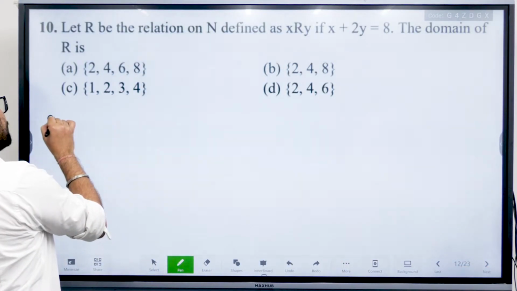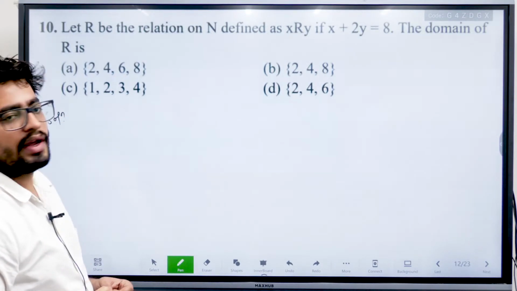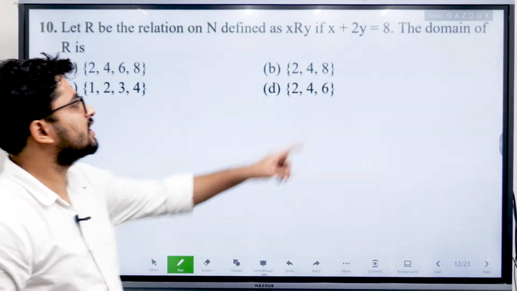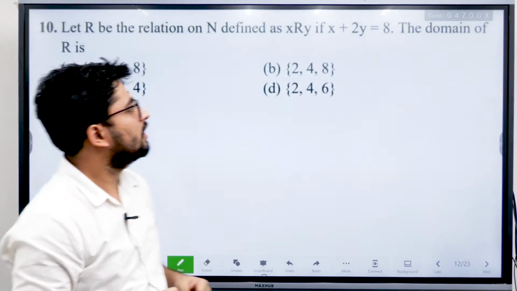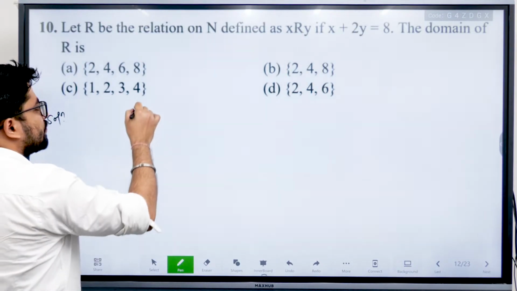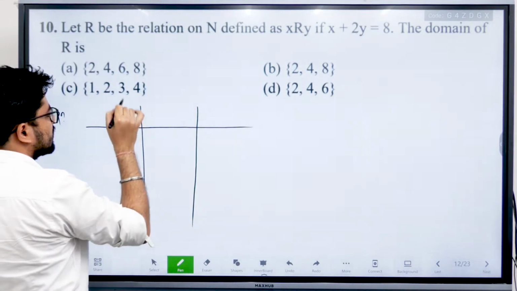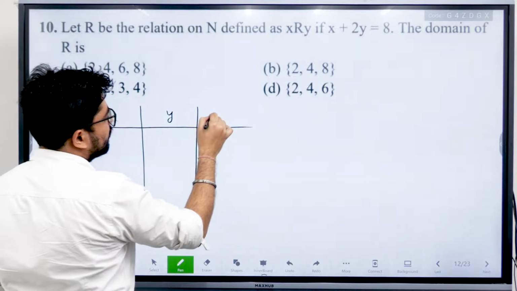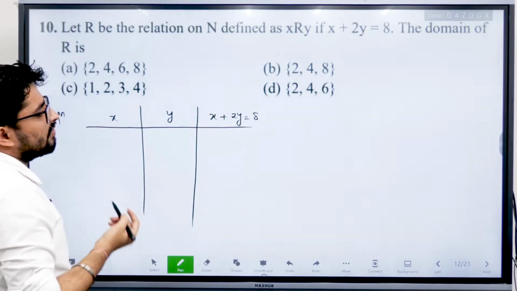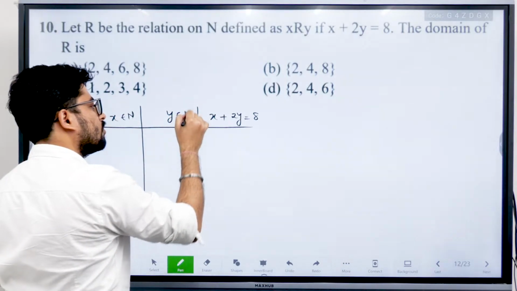10th question. Here, let R be the relation on N, where N is the set of natural numbers, and X is related to Y using the relation X plus 2Y is equal to 8. You have to find the domain of this relation. So, if you again make a table here, let's say this is X, this is Y, and we know X plus 2Y is equal to 8. And X and Y are natural numbers.